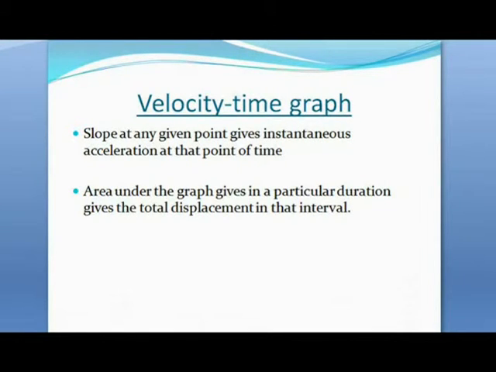Velocity time graph is the graph between the velocity of a particle and the time. The slope of this graph at any given point will give us the instantaneous acceleration at that point of time, and the area under the graph in a particular duration gives the total displacement in that particular duration. So now let's see a typical velocity time graph.